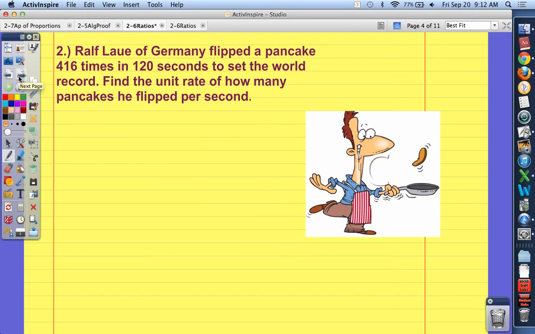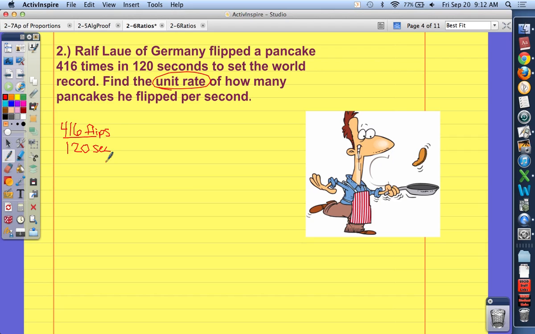Ralph Law of Germany flipped a pancake 416 times in 120 seconds to set a world record. Find the unit rate of how many pancakes he flipped per second. So in this problem, I want unit rate. What is a unit rate? It's a rate where the second quantity is 1. Give me the rate that he's starting at. Well, he has 416 flips for a pancake in how many seconds? 120. To find the unit rate, you get the denominator to be 1.